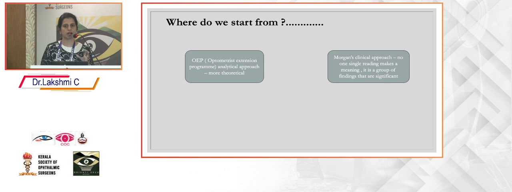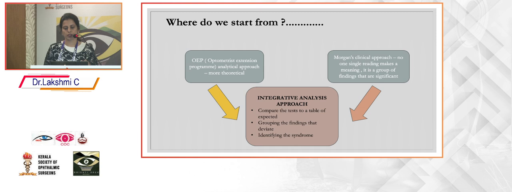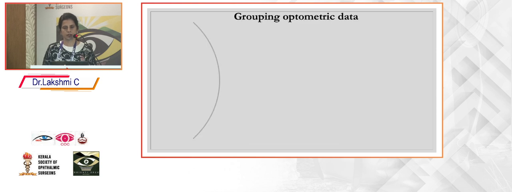So where do we start from when analyzing? We see a number of tests and number of results. So where do we start from? So we have two methods to approach this. One is by looking at the data alone. The other is to see the symptoms and then group them and analyze what it is. But ideally, we need to use an integrated approach where we use the tests, group them, and connect it with the symptoms and then identify the symptom.